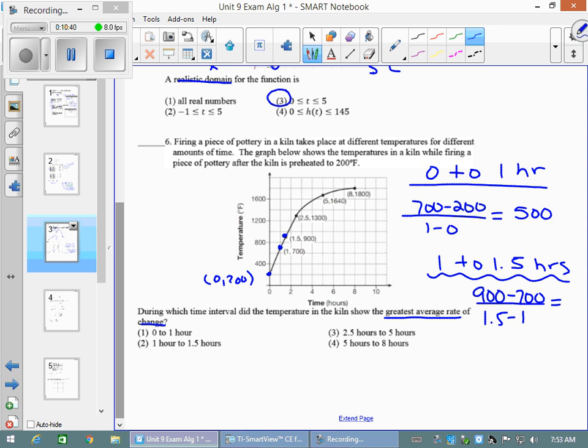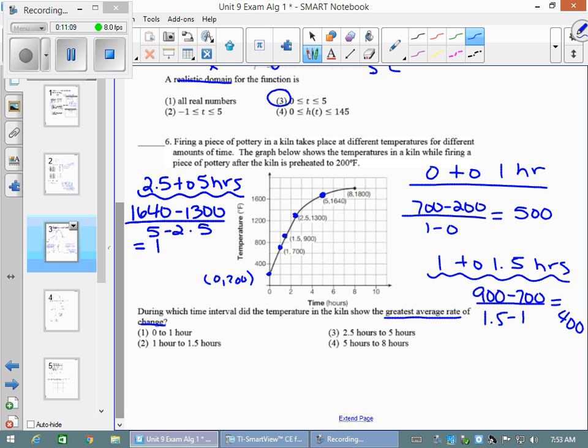All right, on to choice 3, which is 2.5 hours to 5 hours. So 2.5 hours is (2.5, 1500), and 5 hours is (5, 1640). If I find the average rate of change between those 2 points, I would take 1640 minus 1300, and divide that by 5 minus 2.5, which gives me an average rate of change of 136.